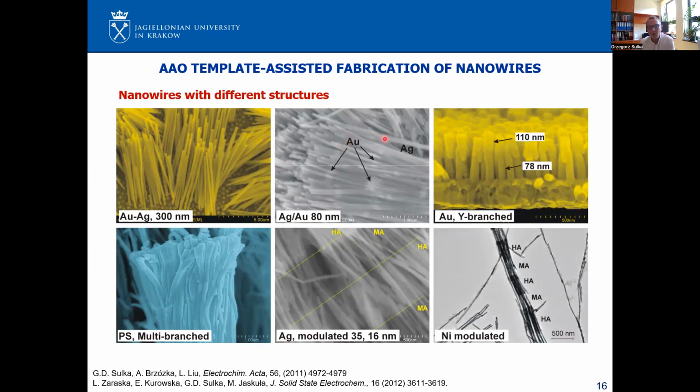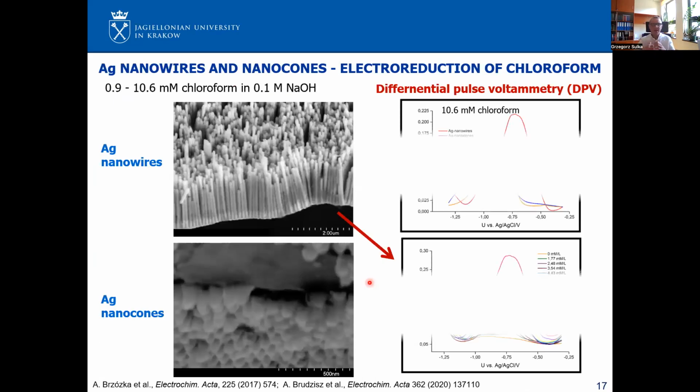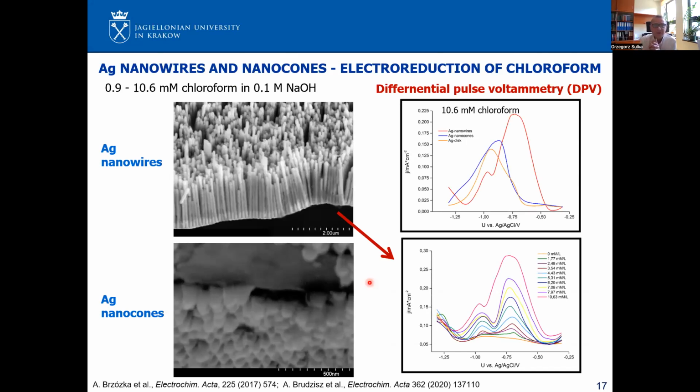The segments are quite easily visible. Gold segment, of course, and wide branch gold nanowires. Here is an example of polystyrene multi-branch nanowires, and also nanowires with modulated pore diameter. There are nanowires made of nickel and silver. And here are some examples of using the prepared nanowires for electroreduction of chloroform.